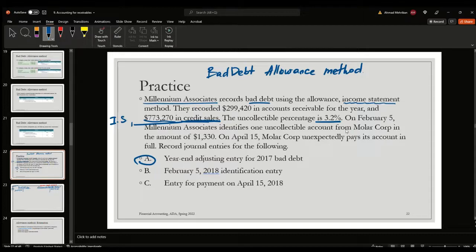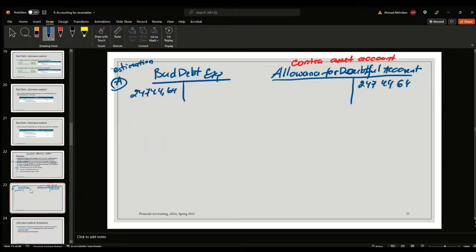What happens is that on February 5, Millennium Associates identified one uncollectible amount from Moller Corp, and the amount is 1,330. So all we had in task A was the estimation, how much we think among all of our sales will not be collected. But now we have finally identified that uncollectible. So now we can write it off. And how do we write it off? Let me just change the color to green. This will be the write-off.